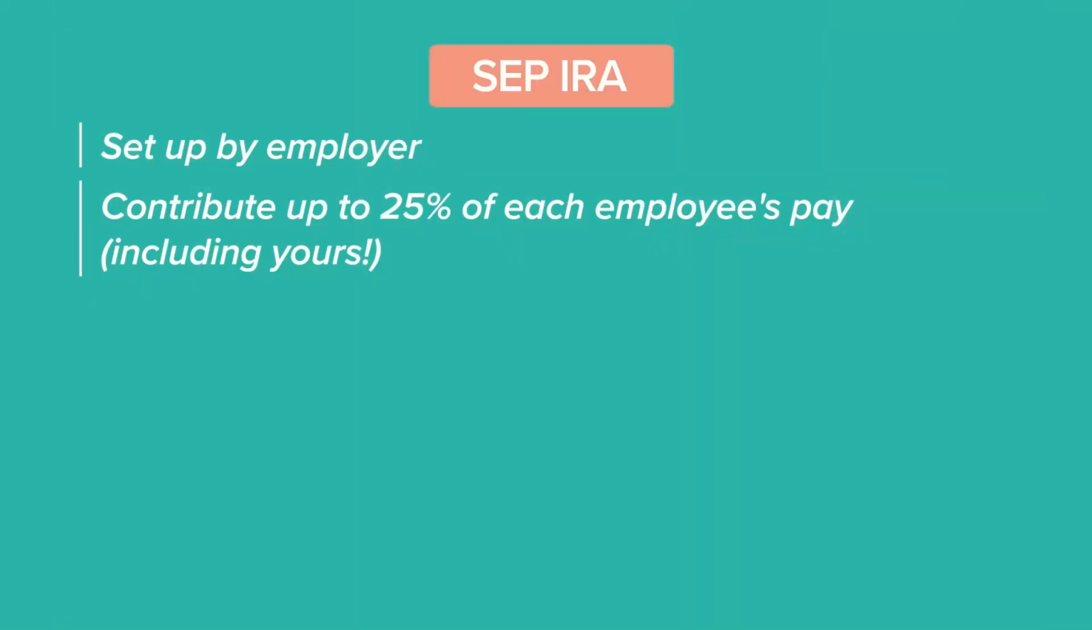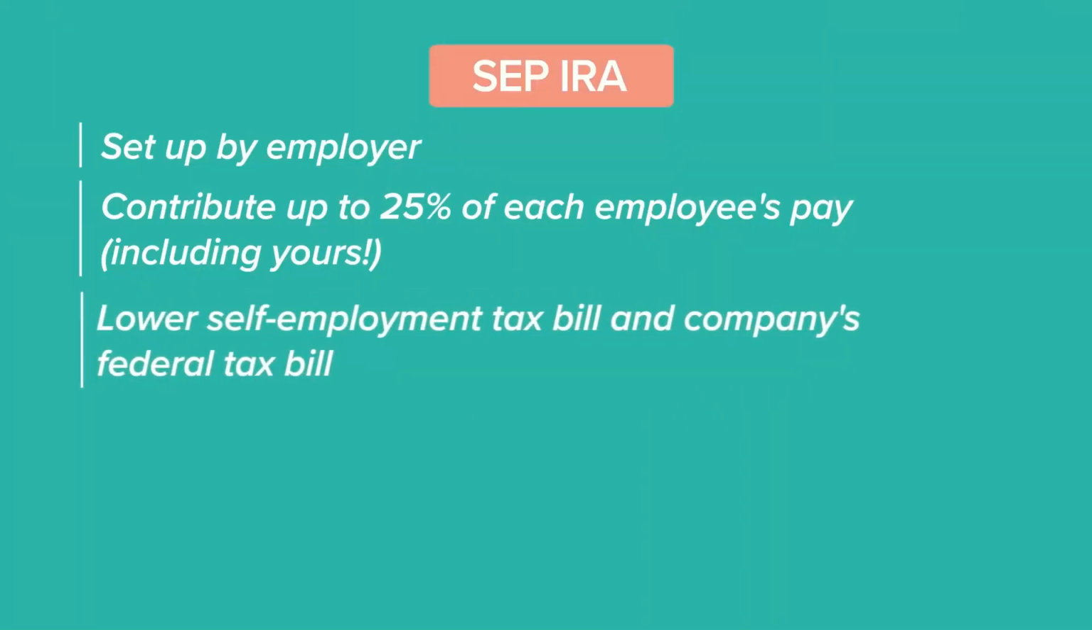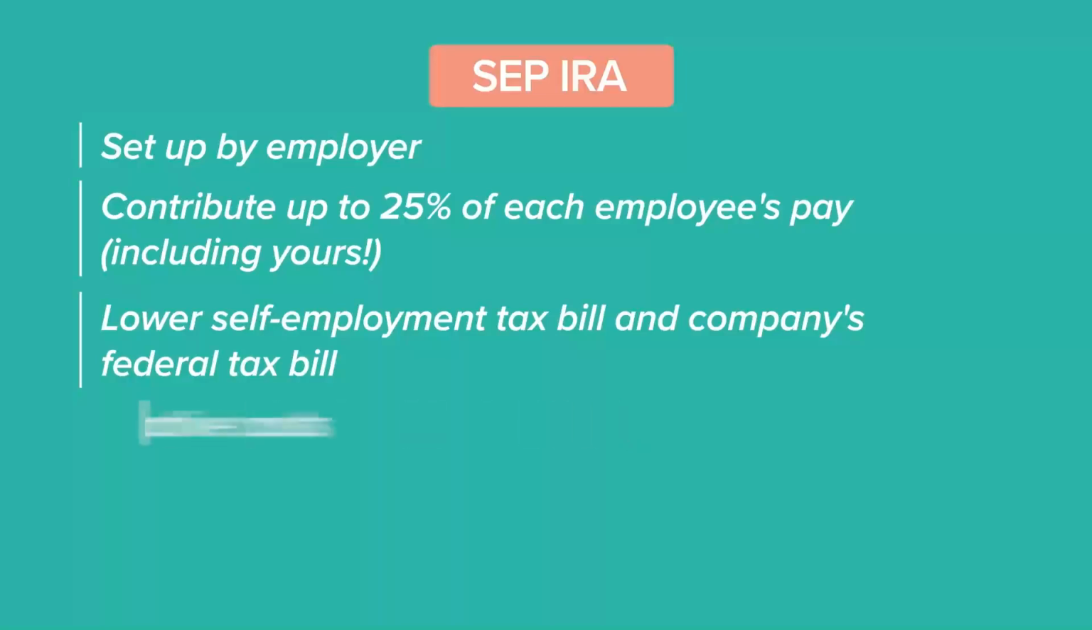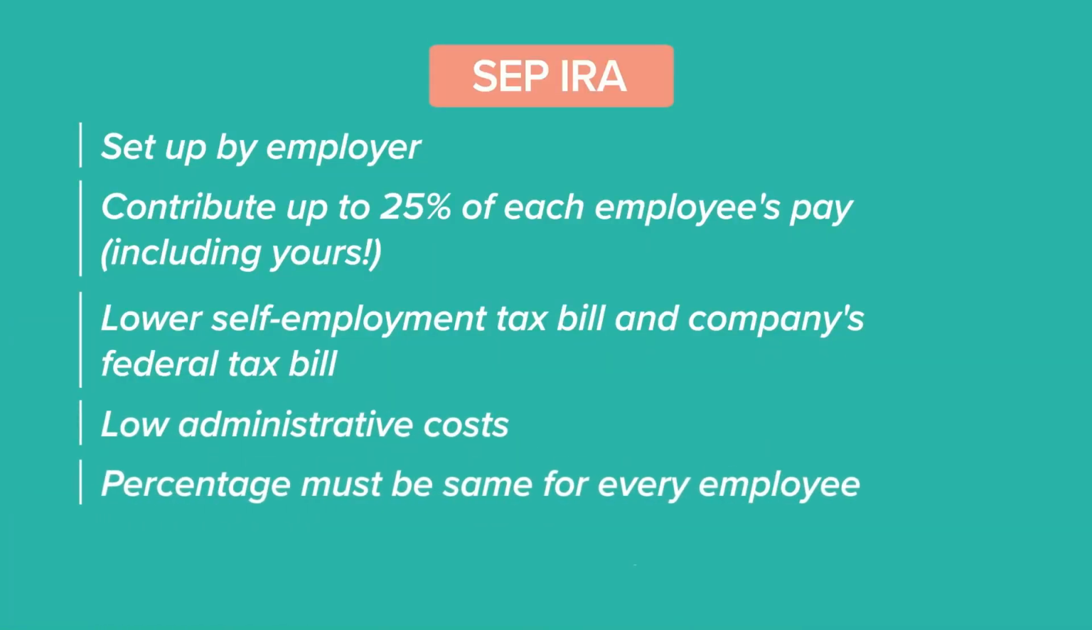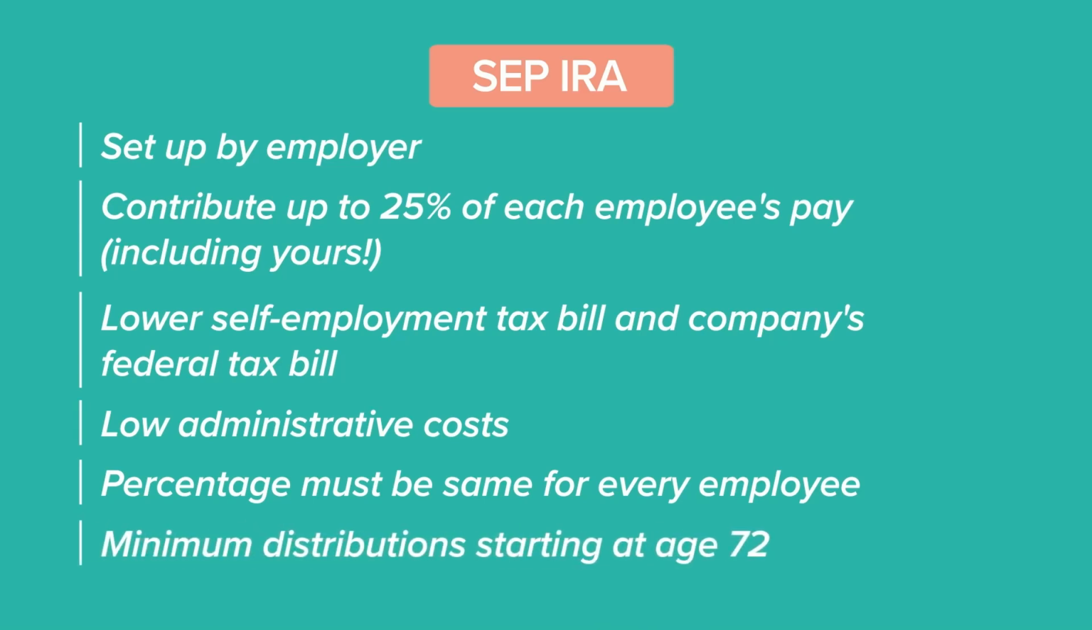For example, if you pay yourself a salary of $75,000 and you contribute 25% of that salary to your SEP, then you're only paying self-employment tax on $56,250. In addition, the contributions you make to the SEP are deductible on your business tax return, so you'll be reducing the company's federal tax bill too. One important item to note is that with a SEP IRA, the employer must contribute the same percentage of compensation for all eligible employees.